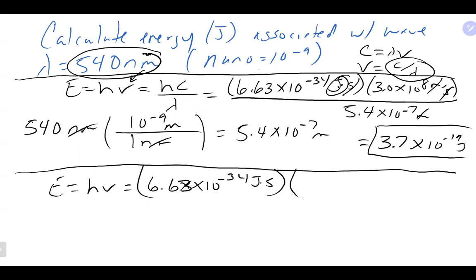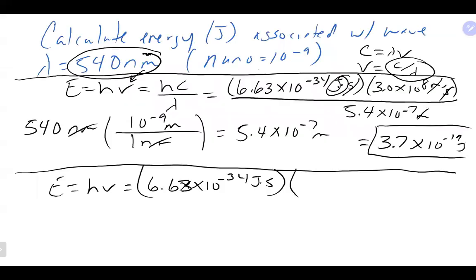And putting the frequency in just the way it was, which was 5.6, I believe. 5.6 times 10 to the 14 reciprocal seconds. The seconds cancel. And at that point, you will end up with, should be the same number, 3.7 to the 19.